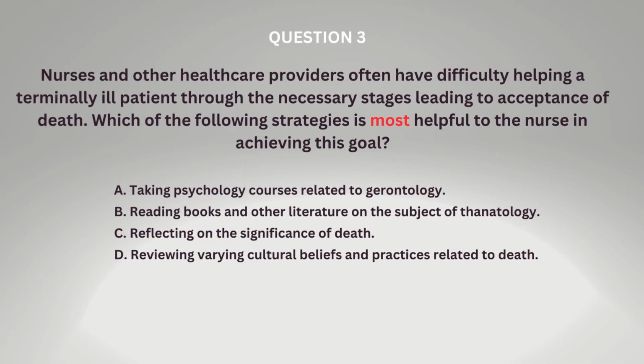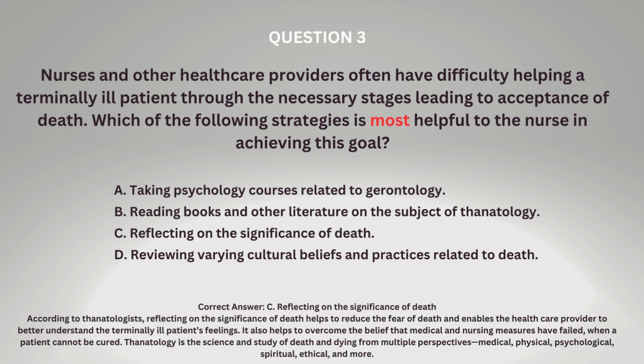Nurses and other healthcare providers often have difficulty helping a terminally ill patient through the necessary stages leading to acceptance of death. Which of the following strategies is most helpful to the nurse in achieving this goal? A. Taking psychology courses related to gerontology. B. Reading books and other literature on the subject of thanatology. C. Reflecting on the significance of death. D. Reviewing varying cultural beliefs and practices related to death. The correct answer is C.